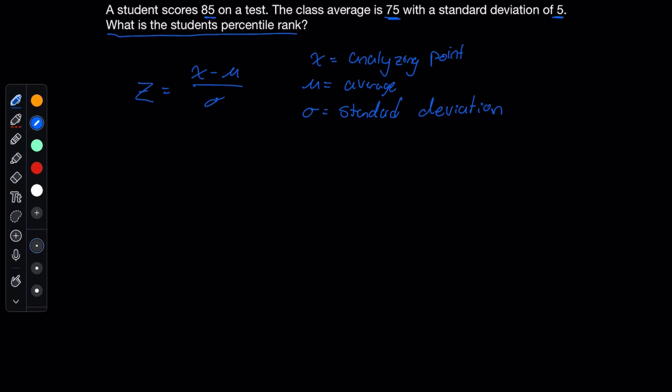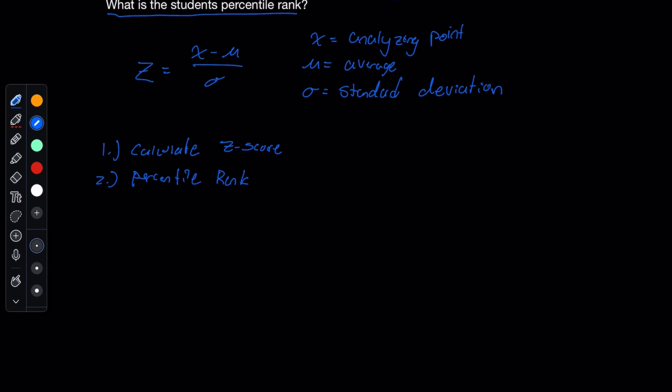In order to get the percentile rank, we first have to calculate the z-score, and then from the z-score we can calculate the percentile rank. And this is to say that the student scored better than 95% of the class, for example. I'll also identify that x is equal to 85, mu, our average, is 75, and the standard deviation is 5.